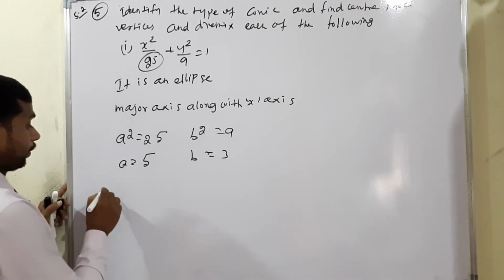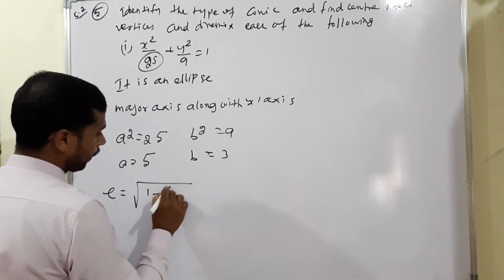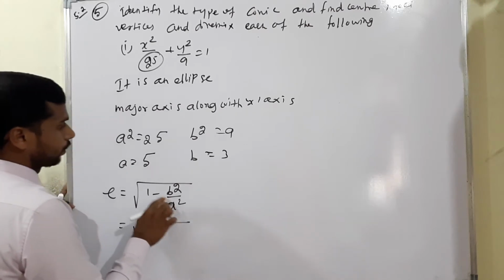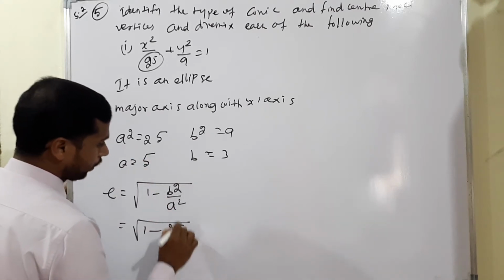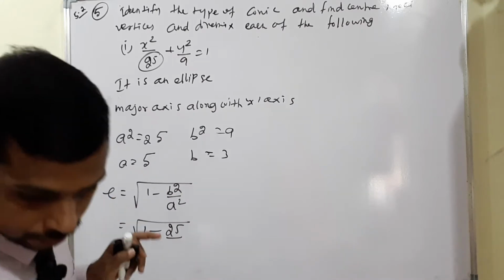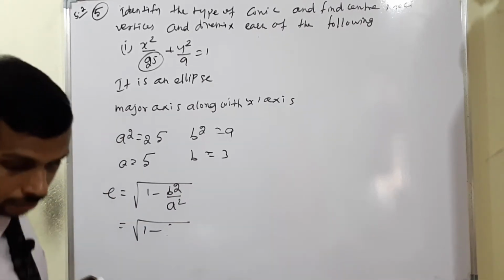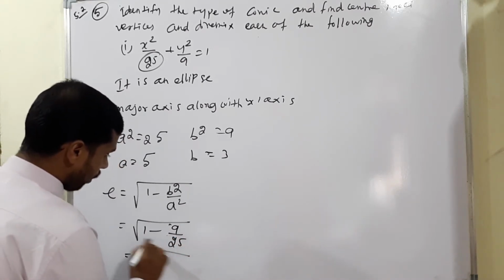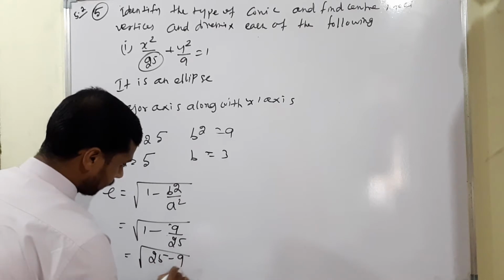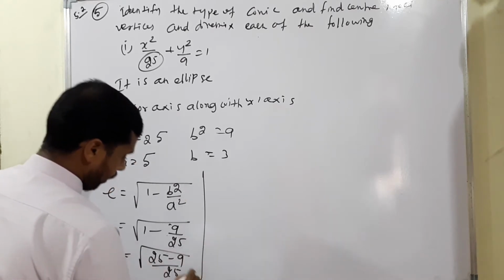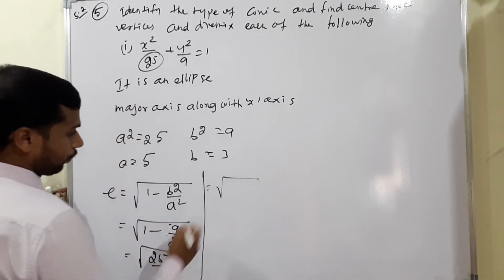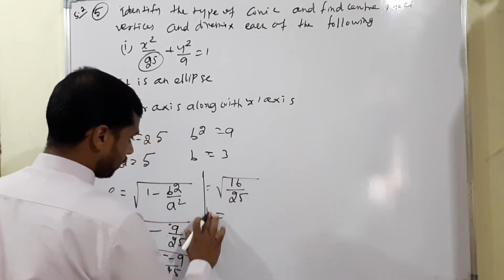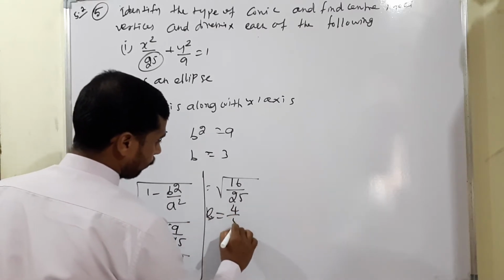Now we have to find the eccentricity of the ellipse. The eccentricity is the square root of 1 minus b square by a square, so square root of 1 minus 9 by 25. Therefore 25 minus 9 by 25, the square root of 16 by 25. So e is equal to 4 by 5.